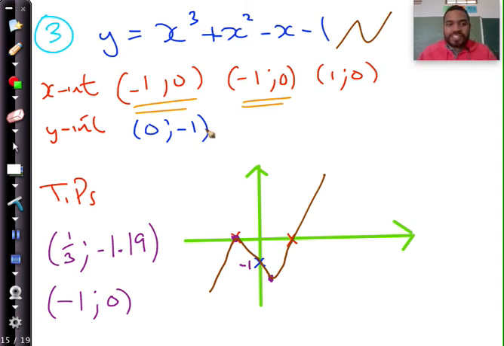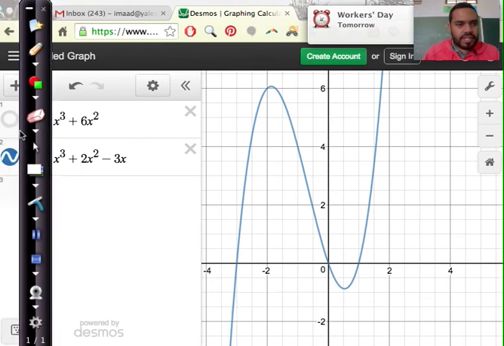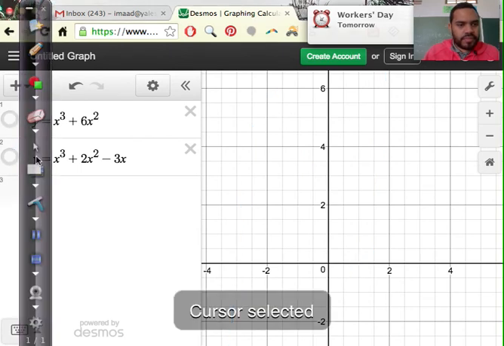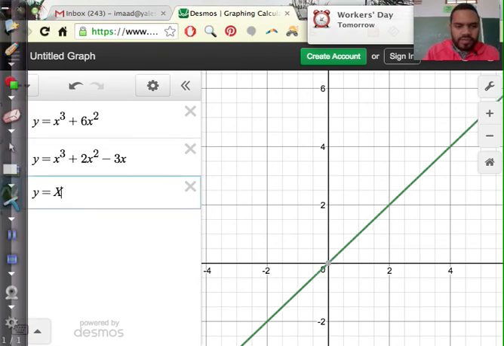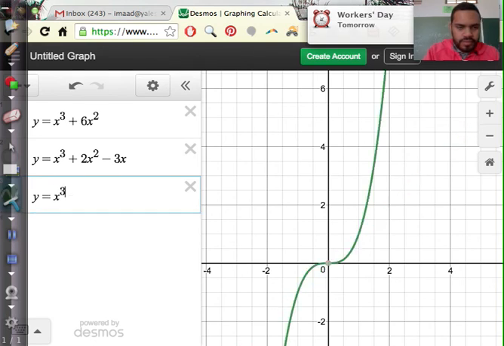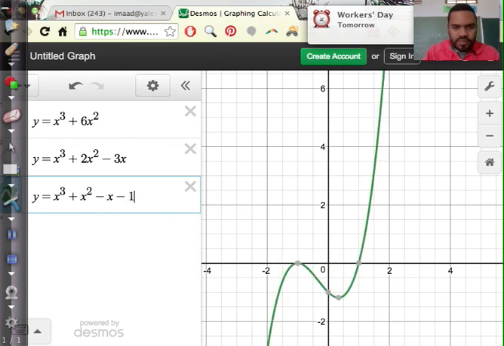Okay, let's look at what this looks like on Desmos. Then over the last 10 minutes of the lesson, I'm going to let you do the last two curves. Okay, so this was x. Let's just pull that a little bit out of the way. This is y equals x to the power of 3, x cubed plus x squared minus x minus 1.